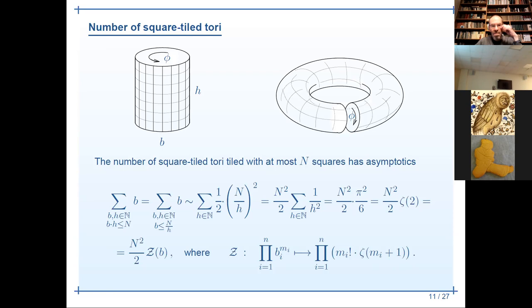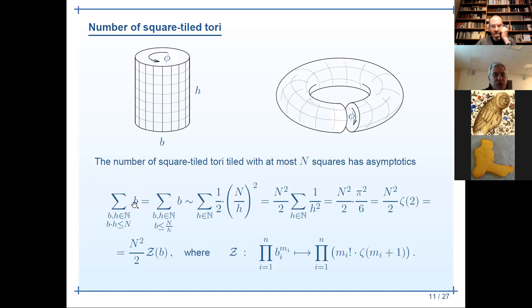Okay, now we already know how to count the square tiled tori. As soon as I fix parameters B and H, I know that there are exactly B tori which correspond to B twists. So for each pair B and H, I have B tori. And now I have to count the sum of B with respect to all pairs B and H, such that the total number of squares, which is the area of the torus, which is B times H, is bounded by N. So this is the number of square tiled tori tiled with at most N squares.